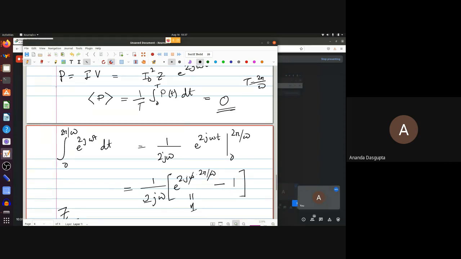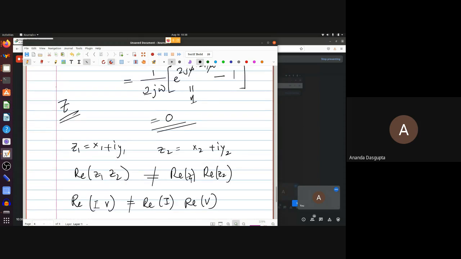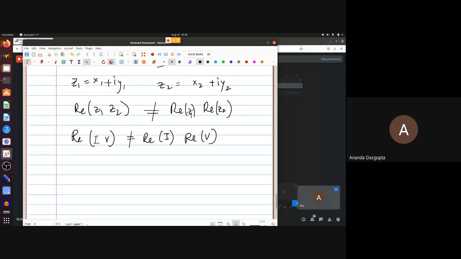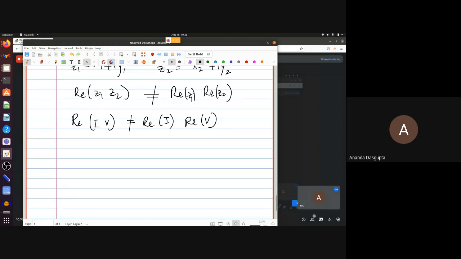Got it? So that was a mistake that we made. You cannot simply multiply the complex current and complex voltage. What you have to multiply is the instantaneous real current and instantaneous real voltage, and then do the calculation. Okay, anything else? Any further questions about this? Okay, I hope everybody has gotten the point.